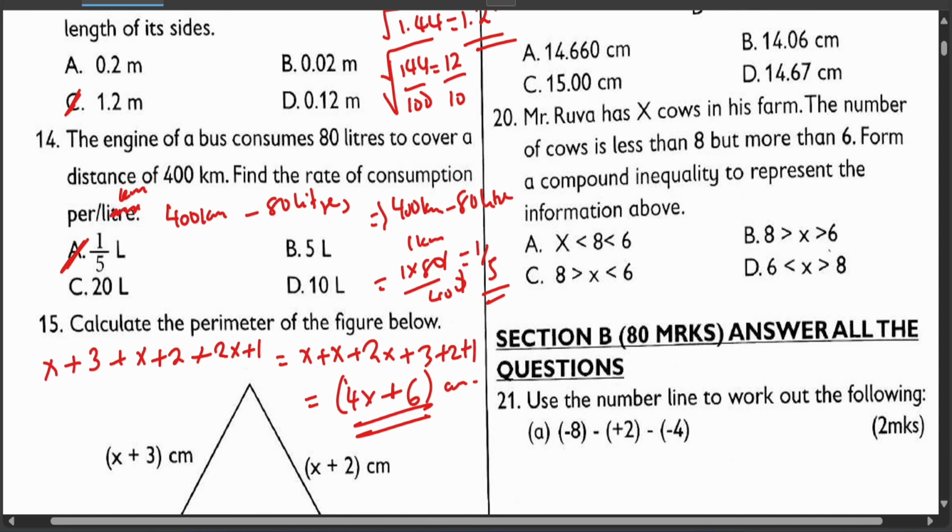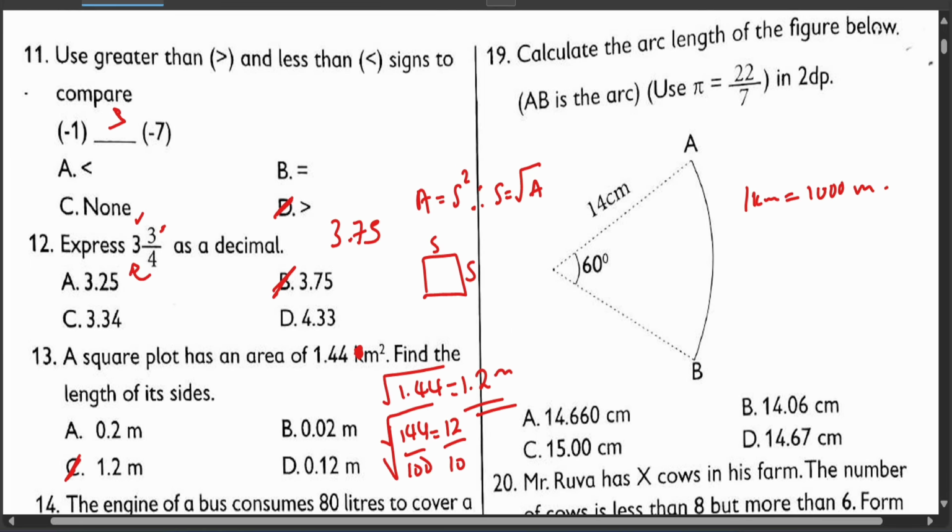And then we have this question. Calculate the arc length of the figure below. Use pi to be 22/7. Answer in 2 decimal places. So the arc length, which is AB, is the arc. Arc length is given by theta over 360 times 2 pi r.